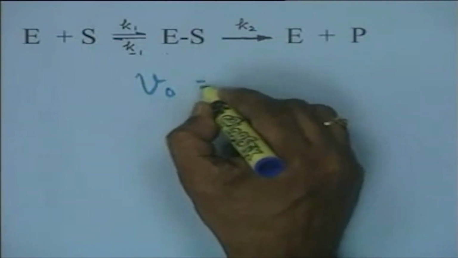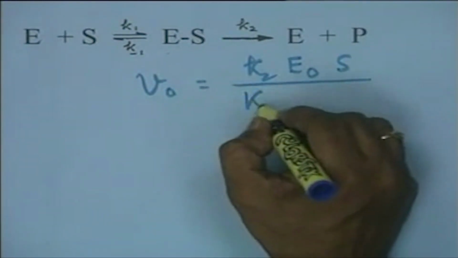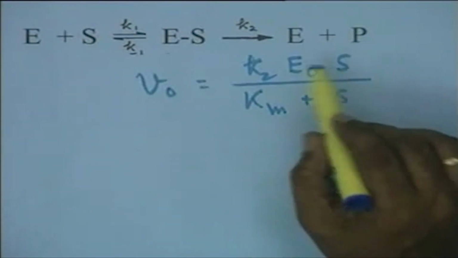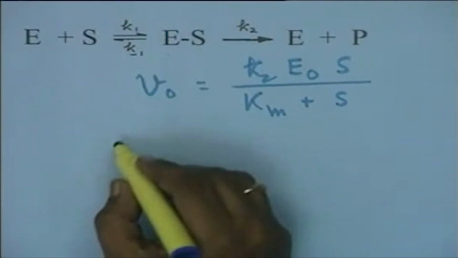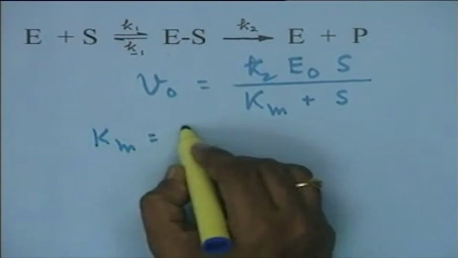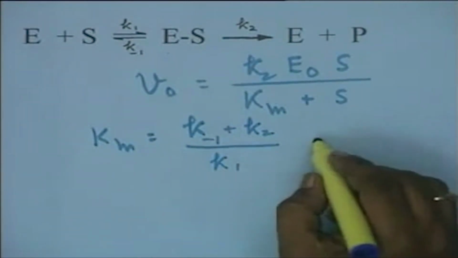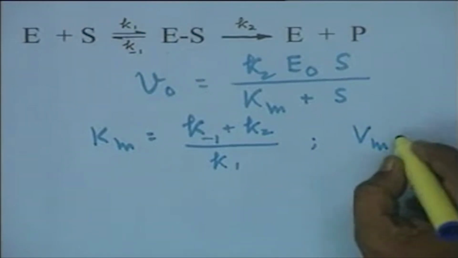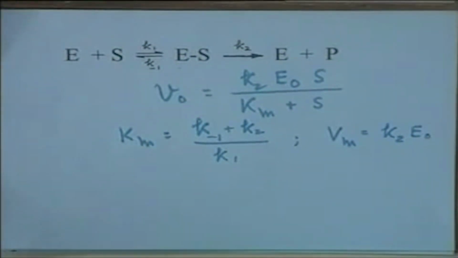hypothesis we had also arrived at a rate expression: V0 is equal to k2 E0 S upon Km plus S. Now I am just writing here only the capital letters for the concentration terms without putting the parentheses, and here your Km was equal to k-1 plus k2 upon k1, whereas Vm was a term which was defined as k2 E0, and these two parameters, that is the Michaelis-Menten constant and the maximum reaction velocity, can be used to characterize an enzyme.